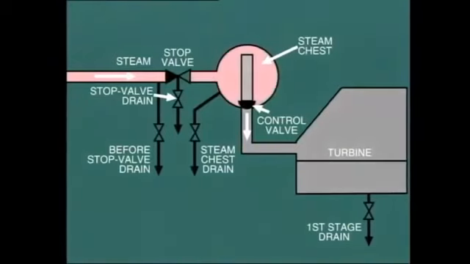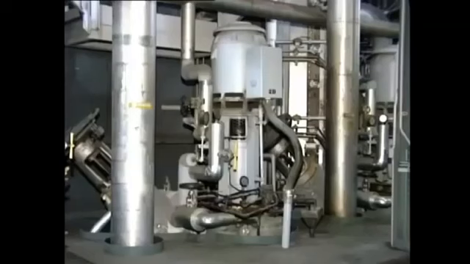Eventually, when the steam chest is fully charged, the stop valve will be opened wide and the stop valve drains throttled in. During this period of time, the circulating water system should be started up and the flow of water established through the condenser.